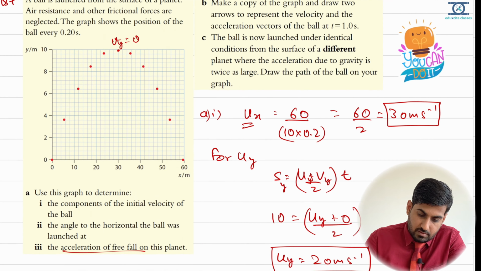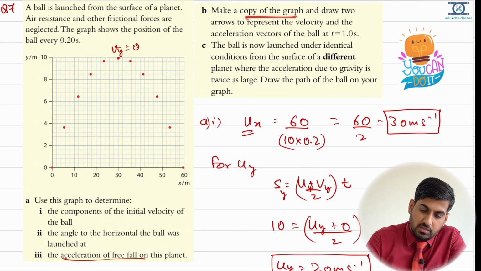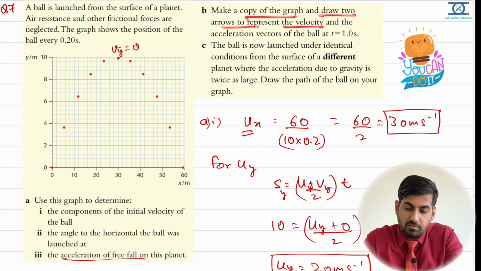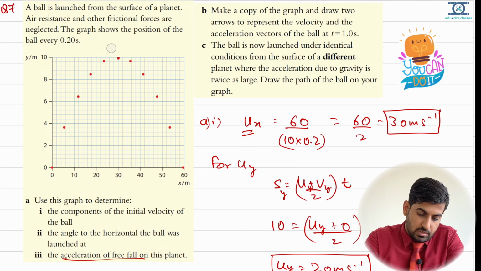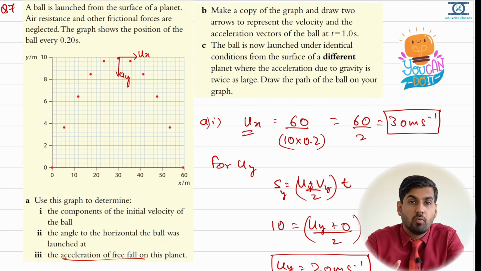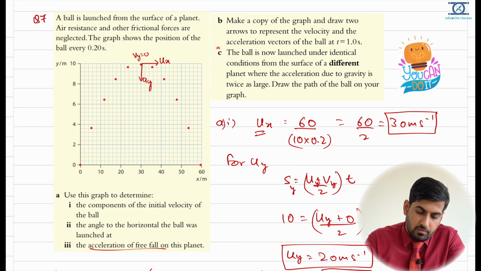Now the B part: make a copy of the graph and draw two arrows to represent the velocity and the acceleration vector at 1 second. Now if you look here, at 1 second it will be here. So it will have only ux, and this will be ay. There will be no vertical component because vy will be 0. So this is done.